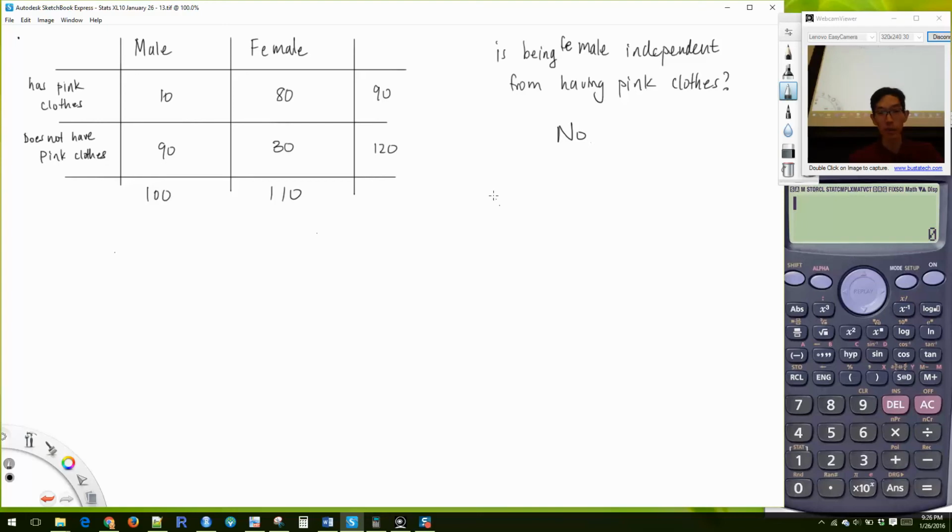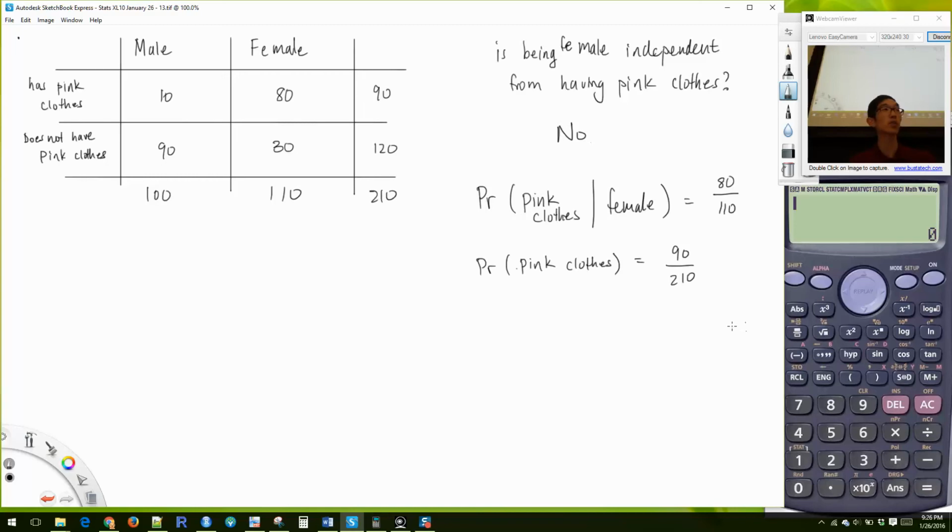And we can check this. We can say, well, what is the probability of pink clothes given female? Okay, what is this equal to? Anybody? 80 over 110, thank you. And what is the probability of pink clothes in general? I should put 210 there. This would be 90 over 210.